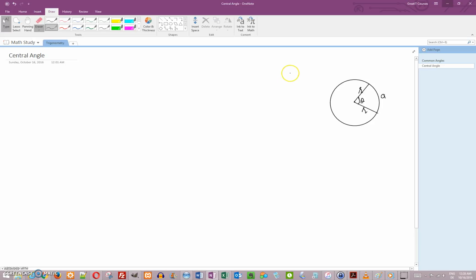In any circle there is an angle of 2 pi radians, the whole angle inside the circle.